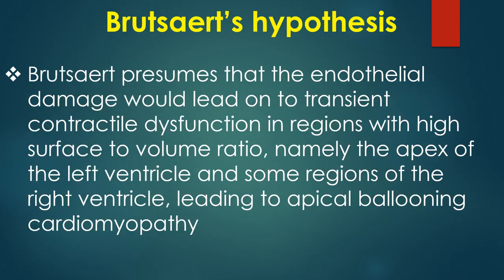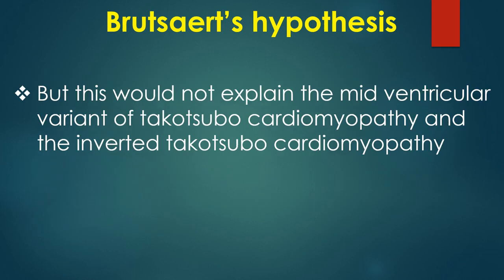Broussard presumes that the endothelial damage would lead on to transient contractile dysfunction in regions with high surface to volume ratio, namely the apex of the left ventricle and some regions of the right ventricle, leading to apical ballooning cardiomyopathy. But this would not explain the mid-ventricular variant of Takotsubo cardiomyopathy and the inverted Takotsubo cardiomyopathy.